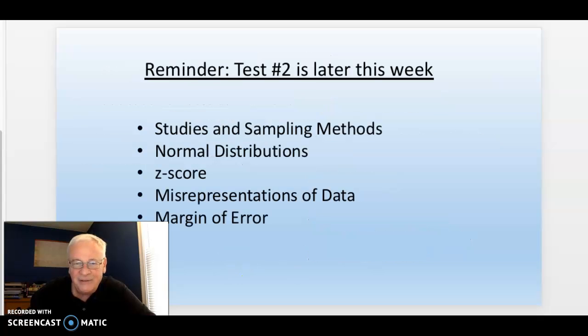A reminder: this week is test number 2. That's Thursday and Friday of this week. It covers these 5 things right here: the types of studies and the different sampling methods we looked at, normal distributions, which we did 2 days of, Z-scores, and the misrepresentations of data. That was a short lesson this past week, but I'm going to have 1 or 2 questions about that on the test. And then margin of error, which we covered today, is going to be on the test.